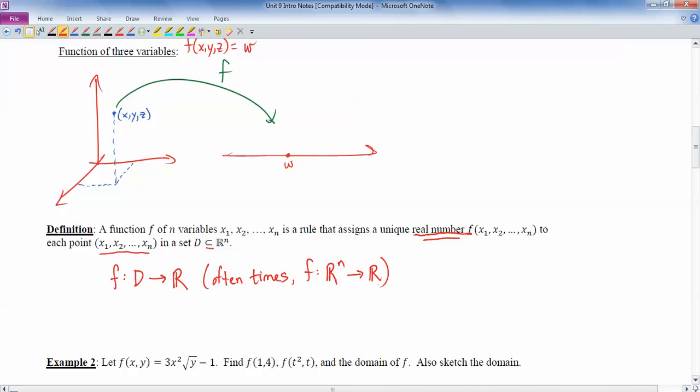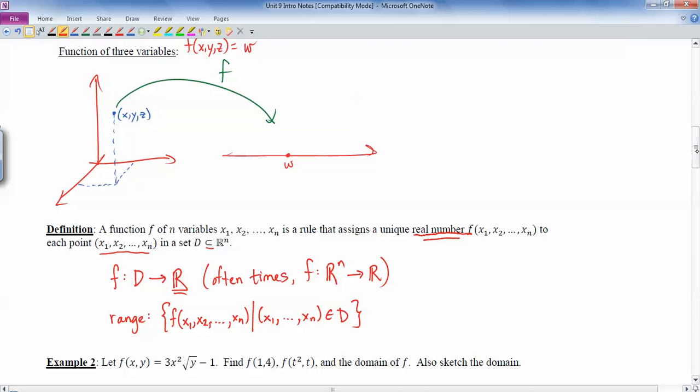Okay. The range is not always all real numbers. Remember, this is the codomain. The range is going to be the set of all the f values you get when you plug in x1, x2, dot, dot, dot, to xn, such that the inputs come out of, those are elements of the domain.